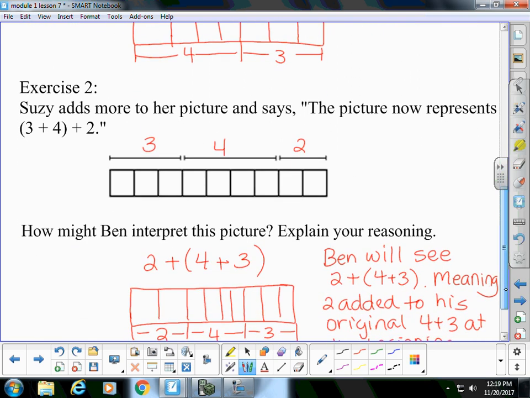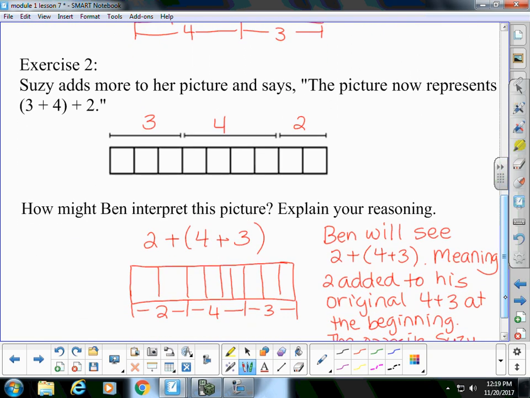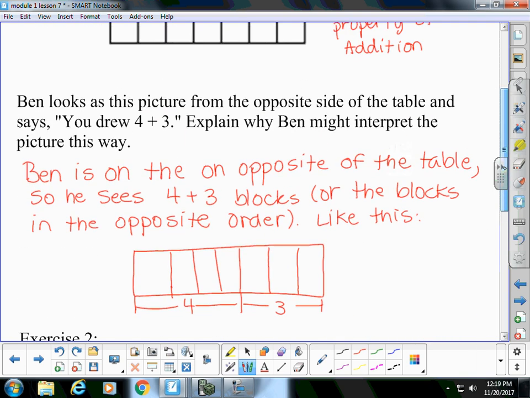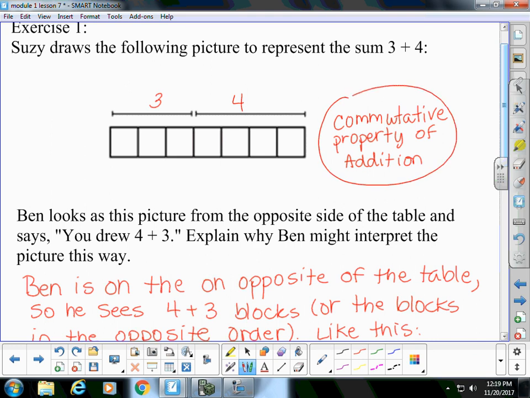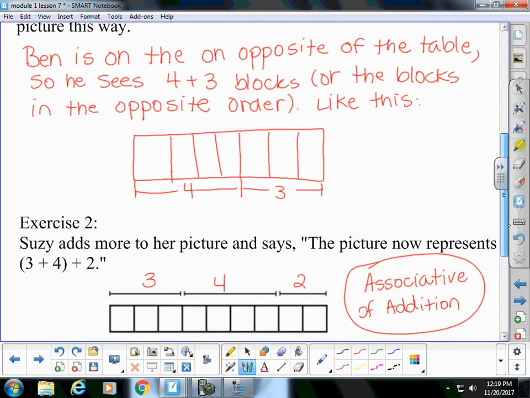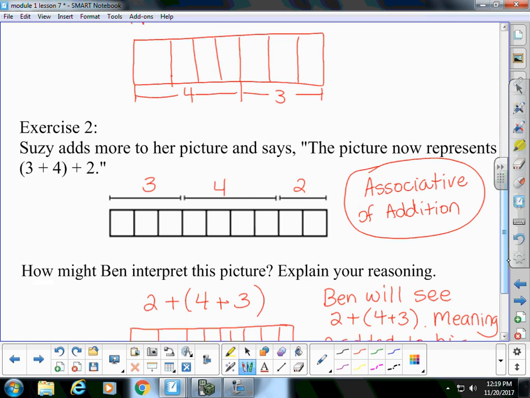Now the next one, where they added 2, it didn't matter if they added 2 to the front or to the back of what they already had. This one was an example of the associative property of addition. Okay, so that was what this one was an example of. And this one was the commutative property. Okay, so each of these examples was showing you one of those properties.